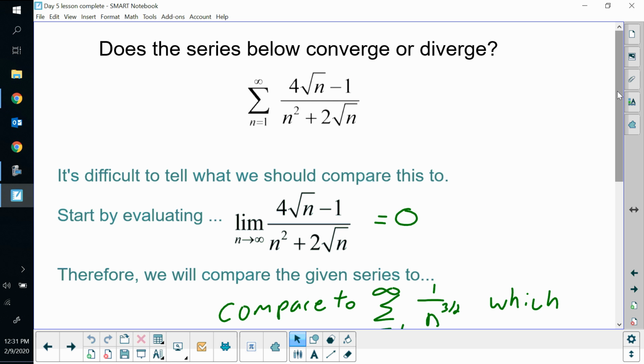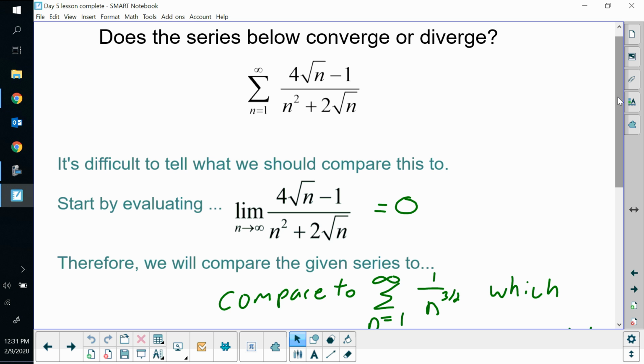All right, so our last example for today. We want to know, does this series converge or diverge, which is what we're always looking for. Okay, this is pretty complicated. It looks like it might be hard to know what we should compare it to.